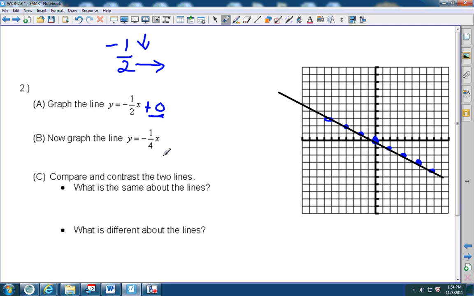Next, I'm going to do the next one. It says y equals -1/4 x plus 0. I'm going to put a 0 right here.